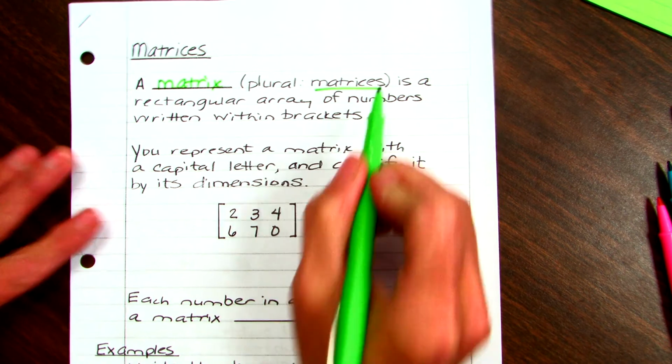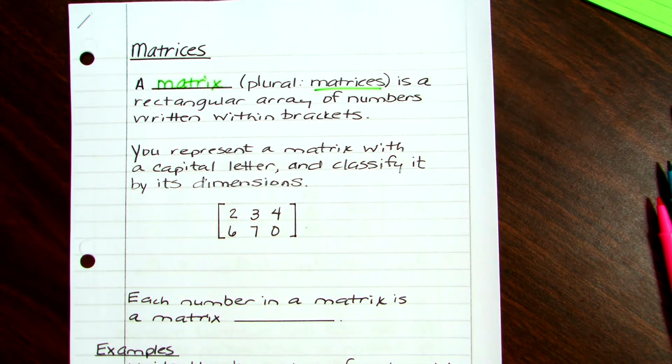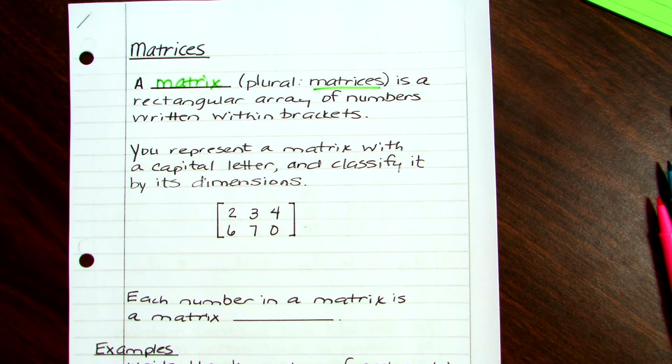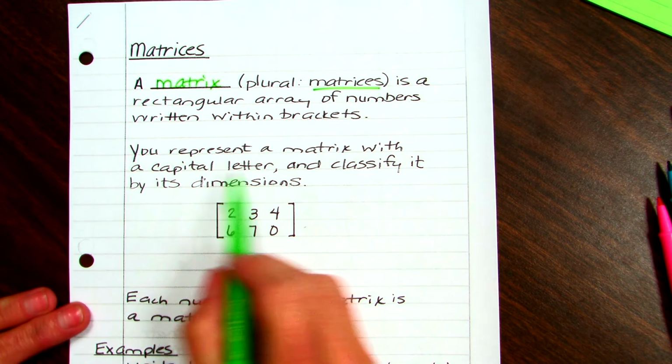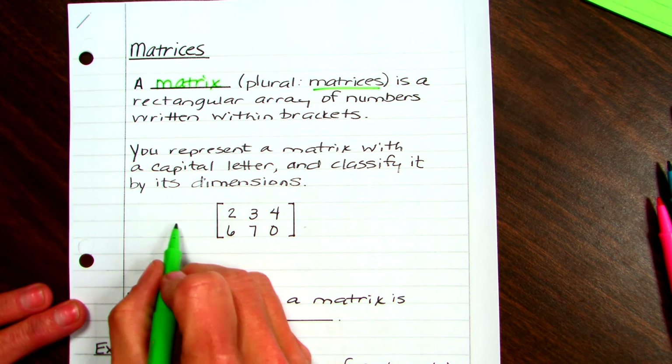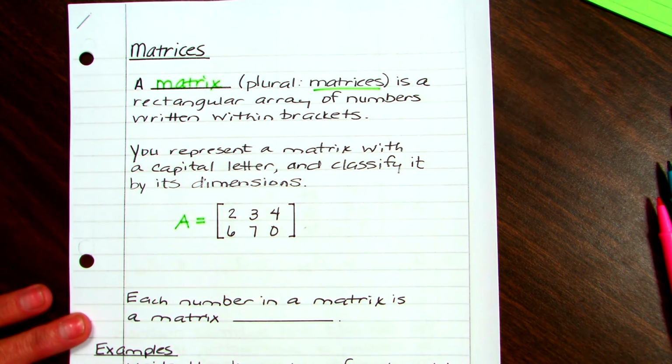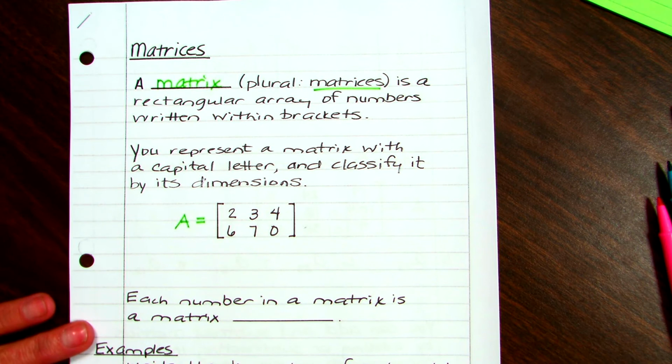or matrices if it's plural, is a rectangular array of numbers written within brackets. I always define it as a rectangular array of numbers arranged in rows and columns. This is the definition that one of the Algebra 2 books that I had in the classroom uses, but I always remembered it as a rectangular array of numbers written in rows and columns. You can represent a matrix with a capital letter, so we could call this matrix A, and we can classify it by dimensions.